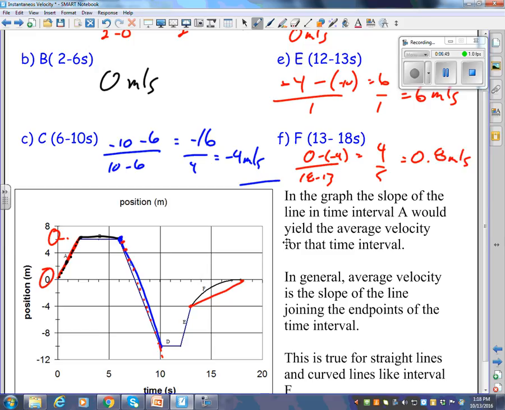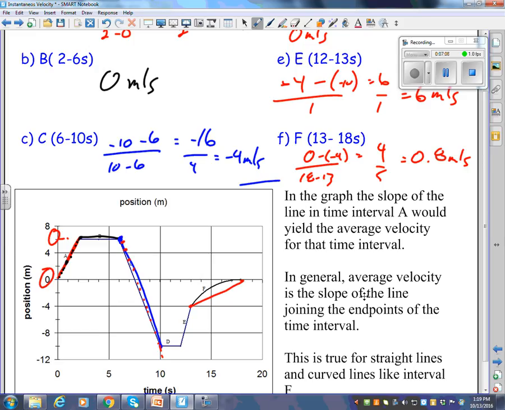Does that make sense? How do you find the average velocity? Find the slope. And it doesn't matter whether it's straight or whether it's curved. Doesn't matter. Okay, now I know from the morning that you guys got to do some filling in the blanks over here, right? Maybe some of you started already? Let's just double check here.